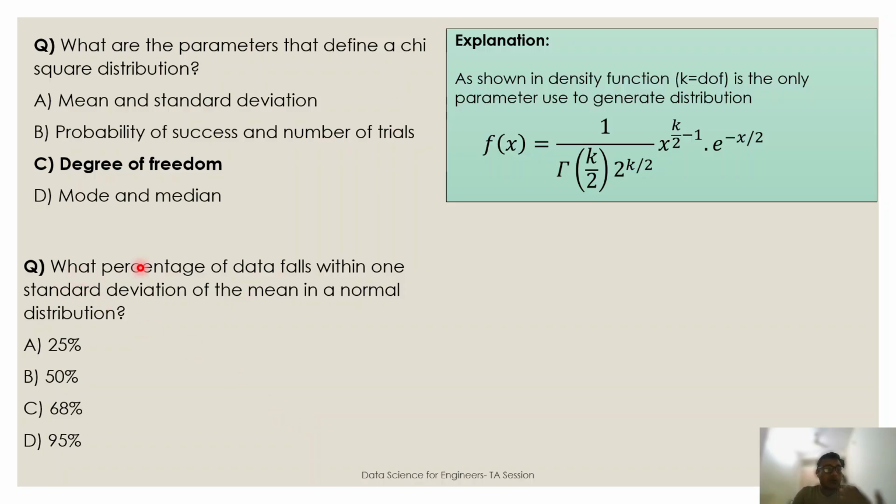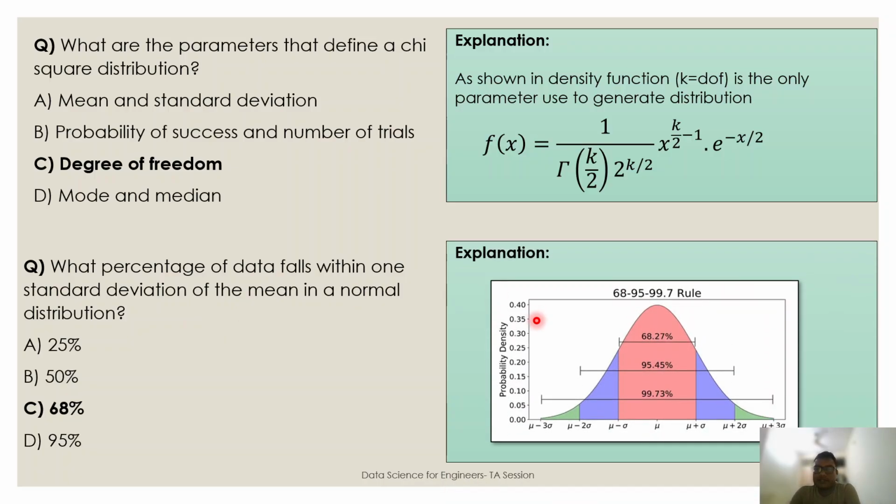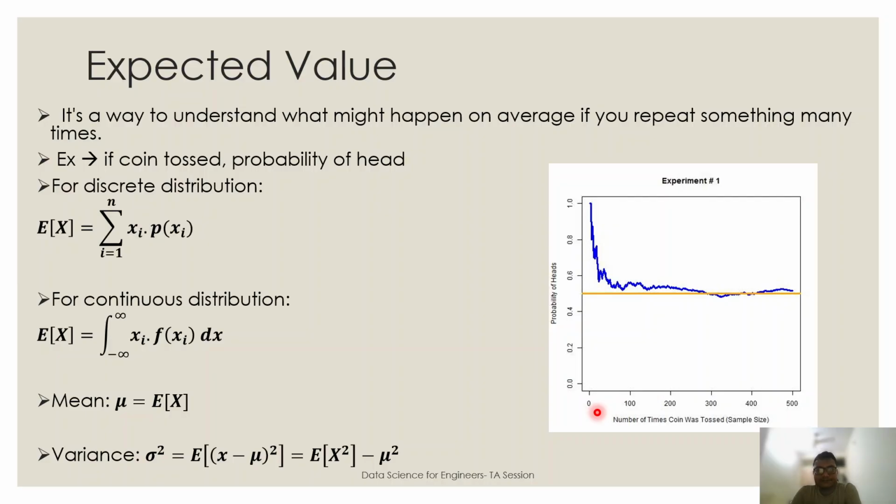Moving to the next question: what percentage of data falls within one standard deviation of the mean in a normal distribution? So I'm talking about the normal distribution. How much data comes under one standard deviation? I already talked about that, so I think you all heard it correctly. It's 68% that comes under one standard deviation. So this is just 68, 95, 99%. This kind of question I might ask, how many standard deviations and so on.